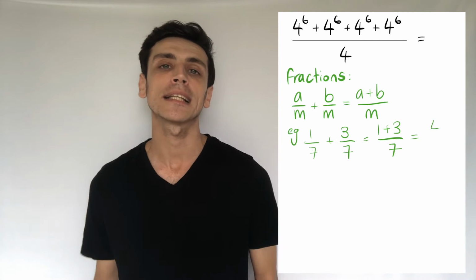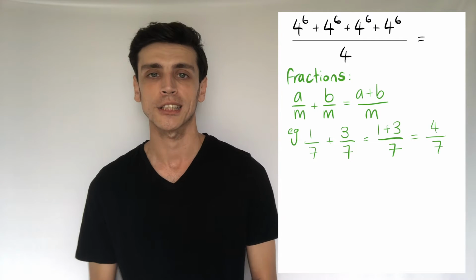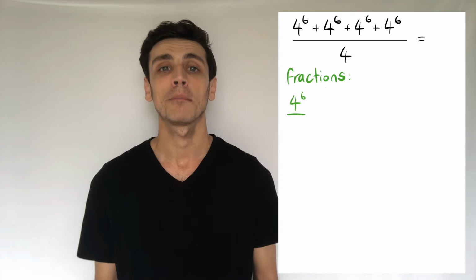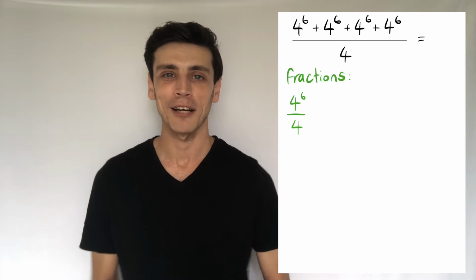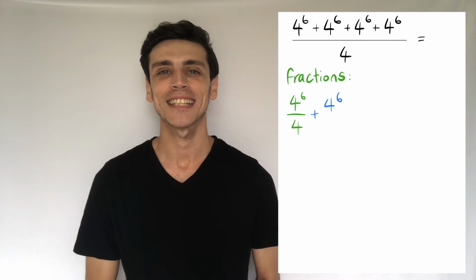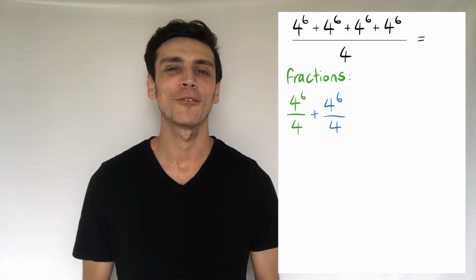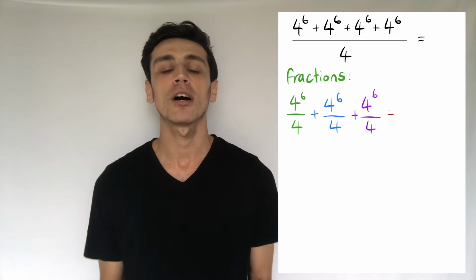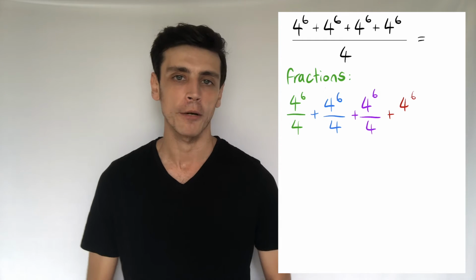So I can split this fraction up into 4 smaller fractions. So I've got 4 to the power of 6 divided by 4, plus 4 to the power of 6 divided by 4, plus 4 to the power of 6 divided by 4, plus 4 to the power of 6 divided by 4. And so now we've got smaller fractions that we can work with.